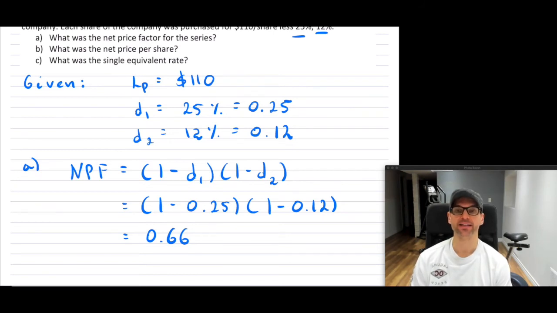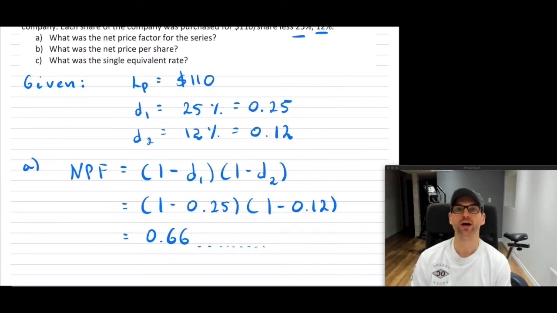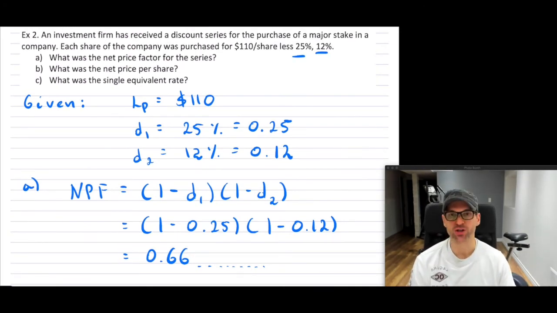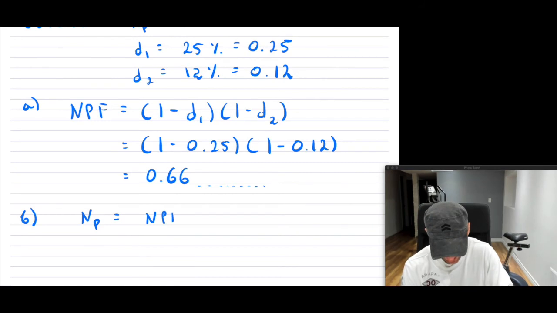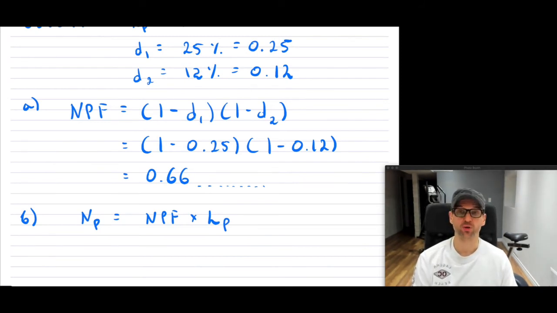When you're calculating net price factors, you typically may get a lot of decimal places. Do not drop them. Keep those decimal places, as many as you can. All right, for your questions. Part B, what was the net price per share? So now we want to know what the net price is. Well, the net price is equal to the net price factor, meaning how much we pay for each dollar, times our list price, which is the total, in this case, per one share, which was 110.